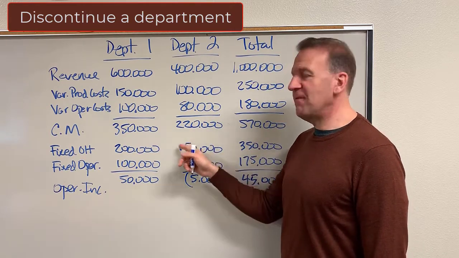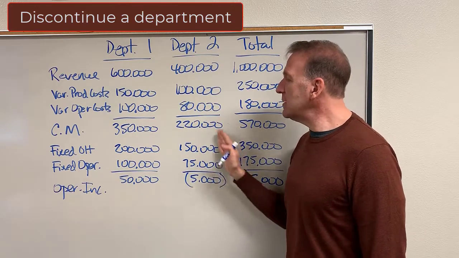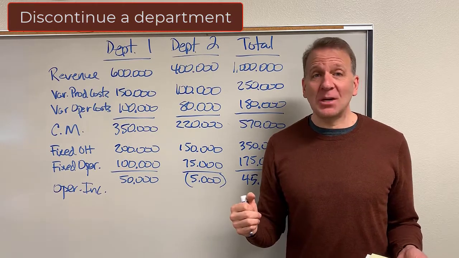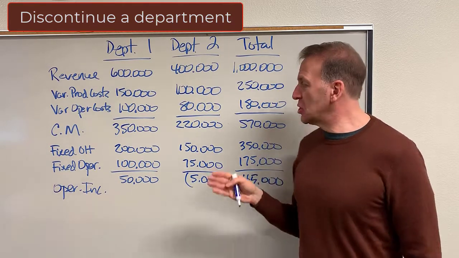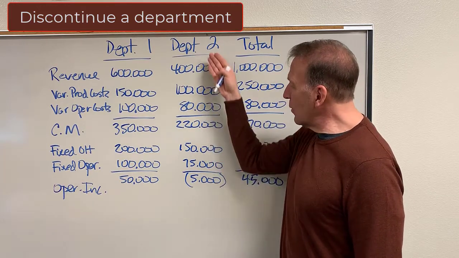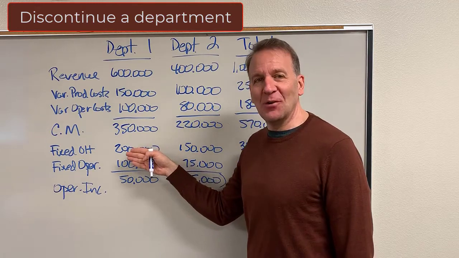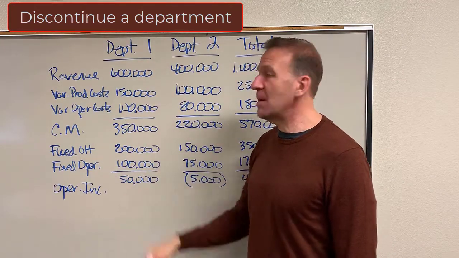What's going to happen with my fixed costs? If I get rid of Department 2, are these fixed costs going to leave? Are they going to disappear? Actually, no, because I said they are fixed. They're going to stay fixed. So what will happen is, if we get rid of Department 2, these fixed costs are going to move over and become fixed costs added to those in Department 1.